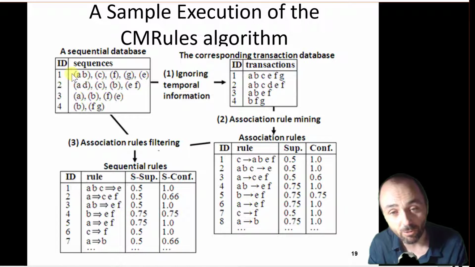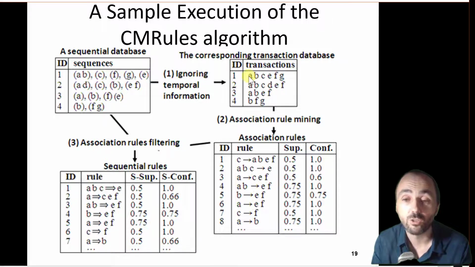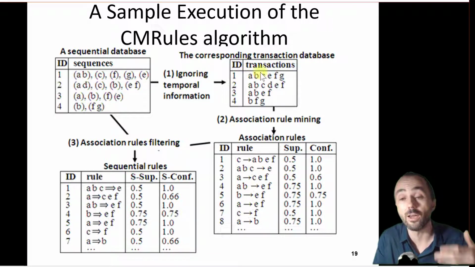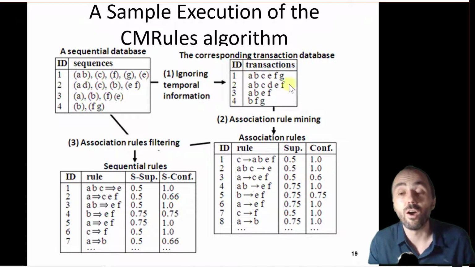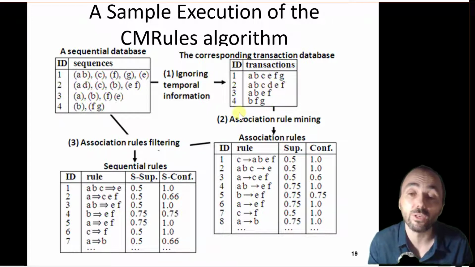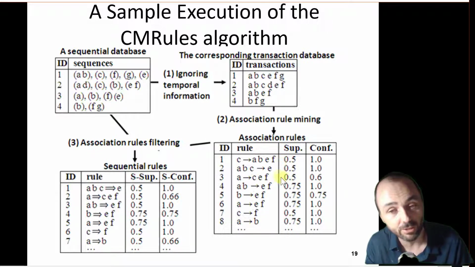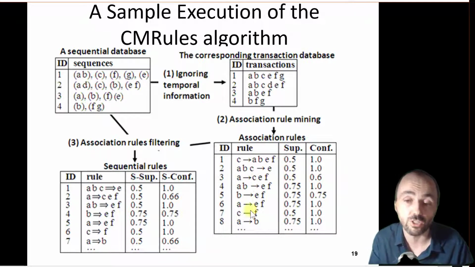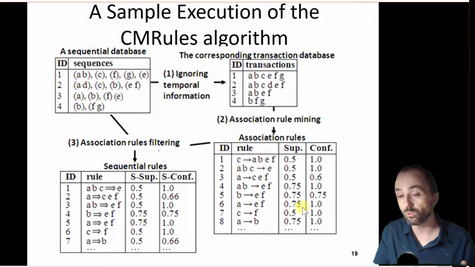So for example, the first sequence has A, B, C, E, F, G, E. So this will become the transaction A, B, C, E, F, G without the time or the order, okay? So we do this for all the transactions, and then we can apply the association rule mining algorithm like Apriori and so on to find the association rules. So we use some existing algorithm to do this.